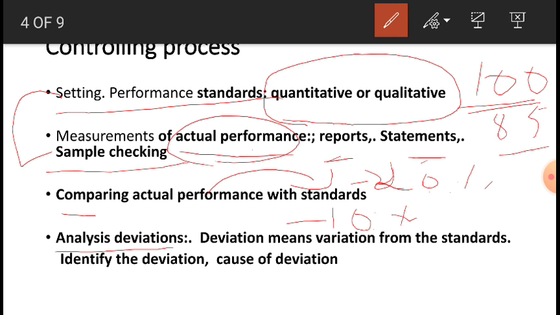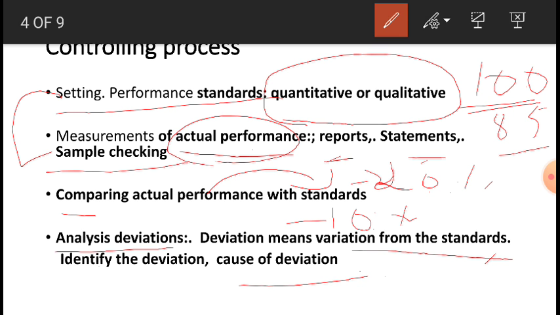Analysing deviation. What is deviation? Deviation means variation from the standard, a change from that standard. See, 100 marks was the standard, but you have scored 70 marks. 100 is the standard, 70 you have scored. So, analysis of deviation. Deviation means it has varied from the standard. Then we ask what is the cause for the deviation. What is the reason? Why? For example, you scored fewer marks. Maybe you did not study well, or did not watch the proper videos.